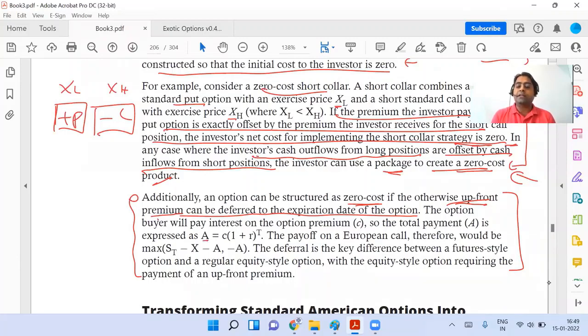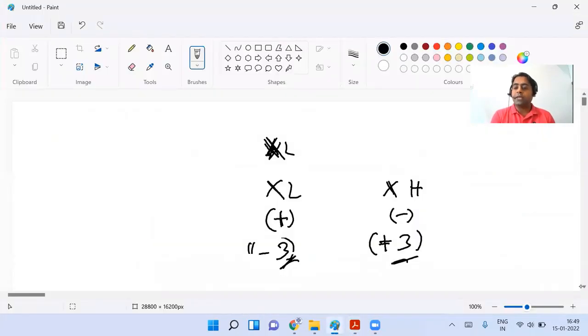So there is an A as a reference. What is the total payment? Whatever premium the buyer was supposed to pay, he's not paying that at this zero time. It is going to get increased and paid at a later point in time, and the payoff is going to be like this. So I will take an example now of how exactly it looks.